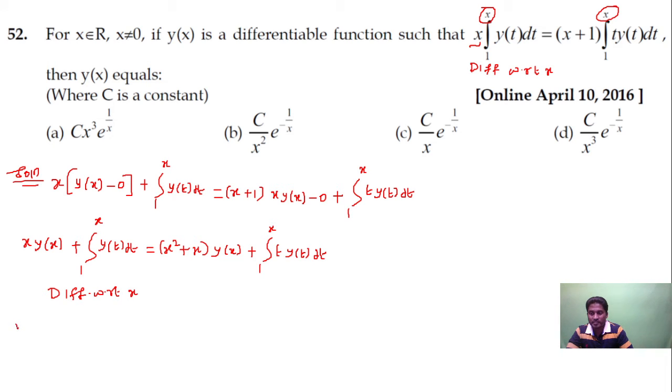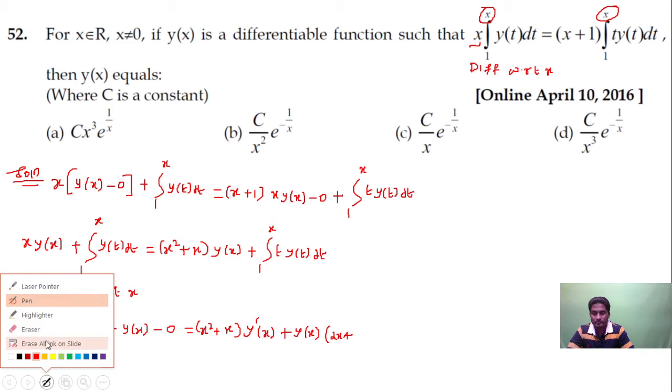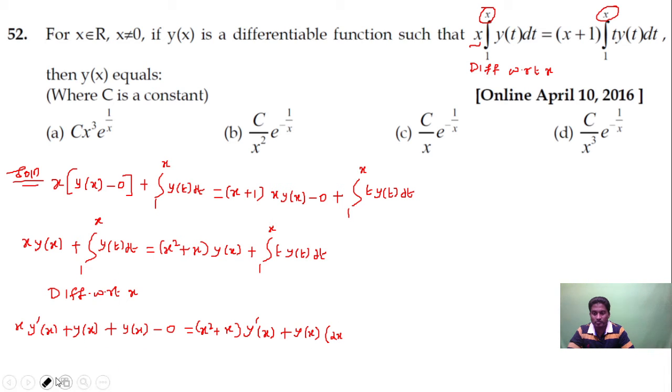Okay, first function is x, differentiation of y of x is y dash of x. Plus second function is y of x, differentiation of x is 1. Here I'll use Leibniz rule. Differentiate the upper limit 1. In place of t you put upper limit. Anyway, differentiation of lower limit is 0. First function is x square plus x. Differentiation of second function is y dash of x. Plus second function is y of x. Differentiate the first function, you get 2x plus 1. Okay, so this is 2x plus 1.